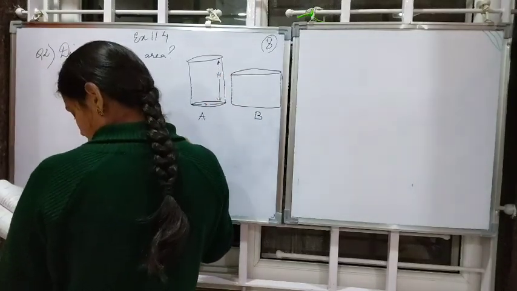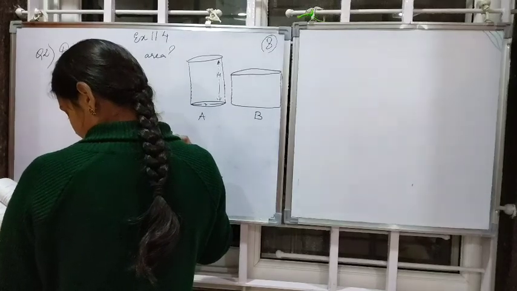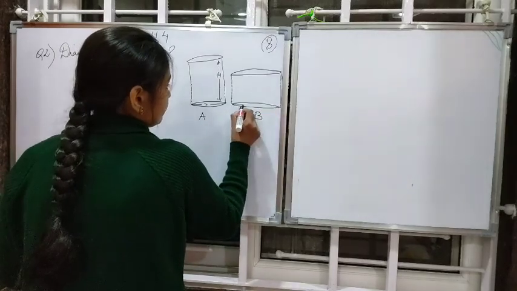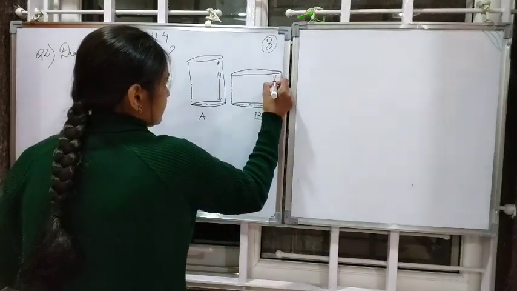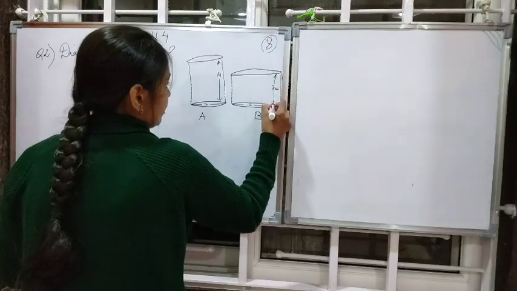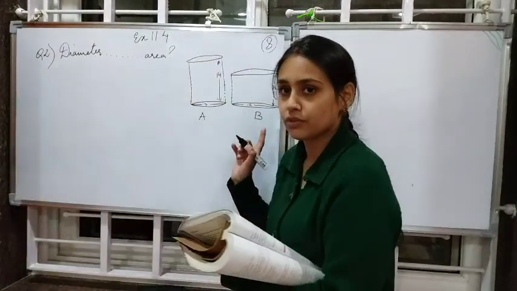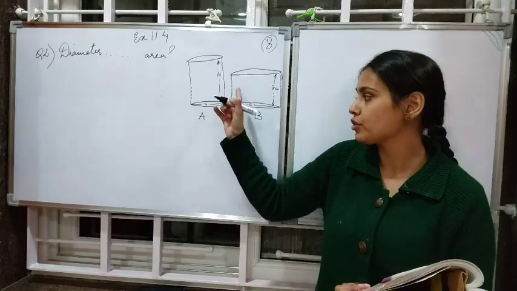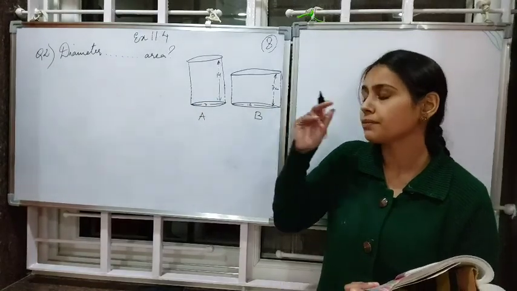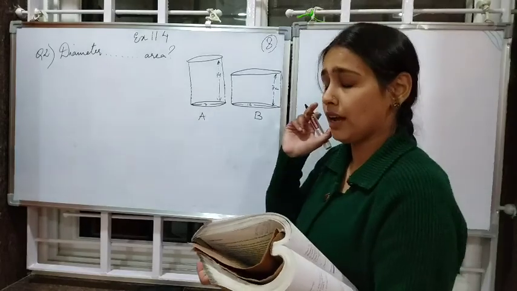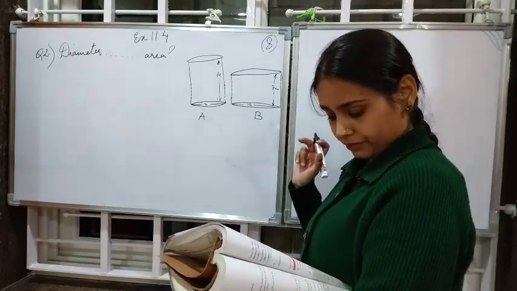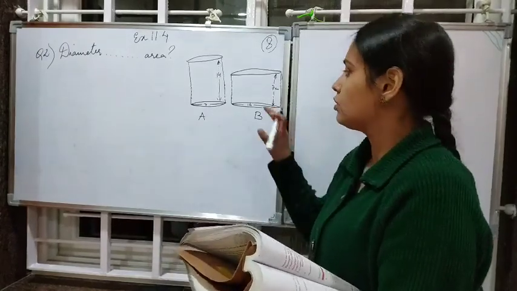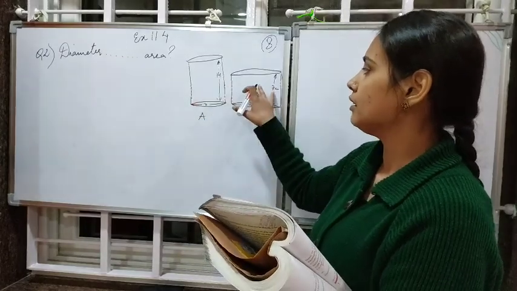And the diameter of cylinder B is 14 centimeters and the height is 7 centimeters. Here you can see cylinder A, diameter 7, height 14, cylinder B, diameter 14, height 7. Without doing any calculation, can you suggest whose volume is greater?